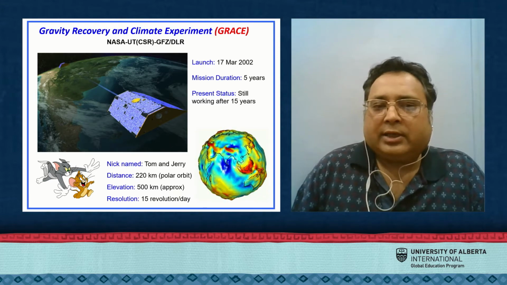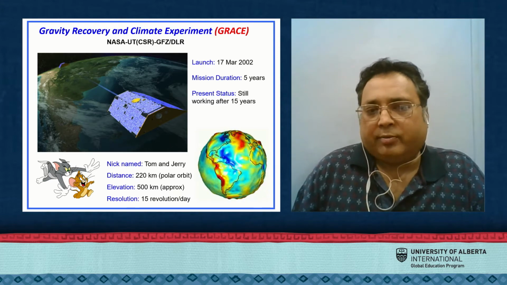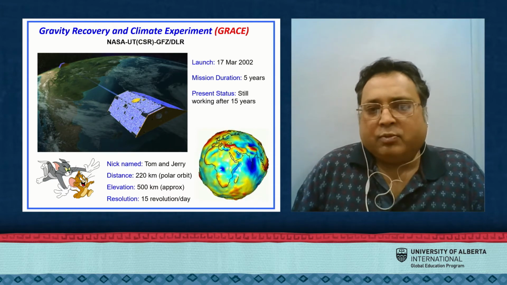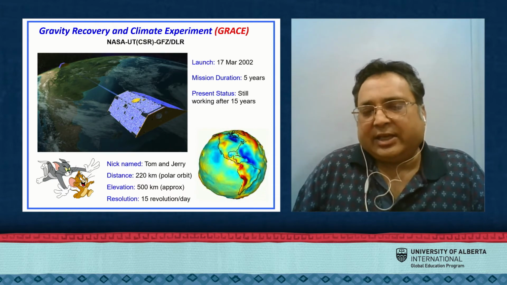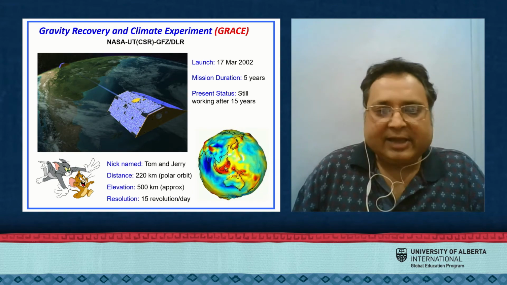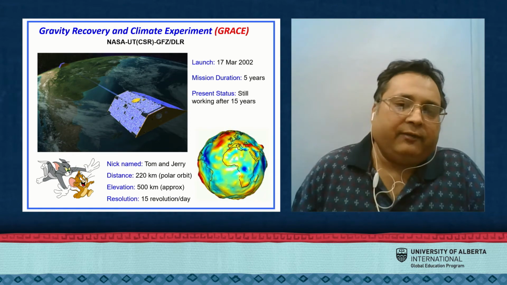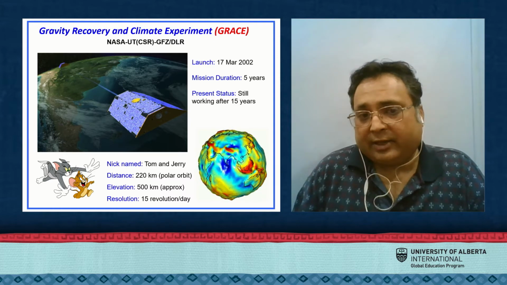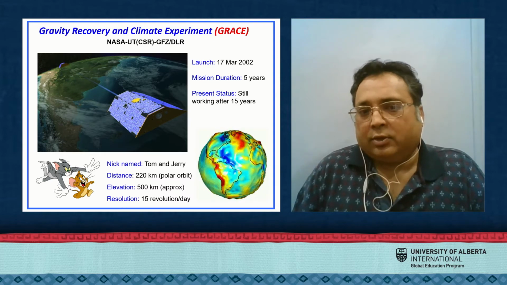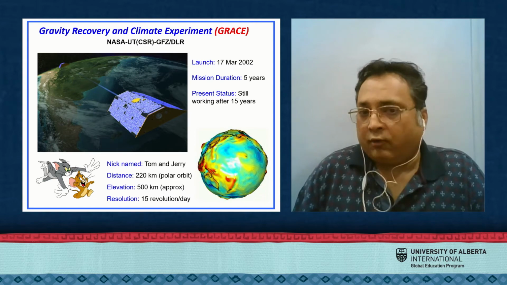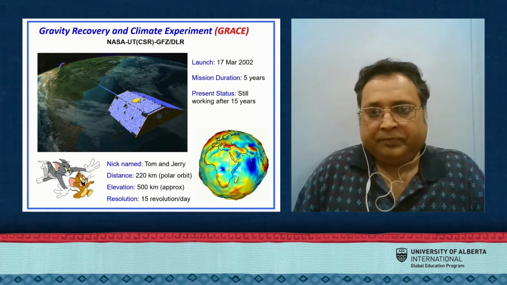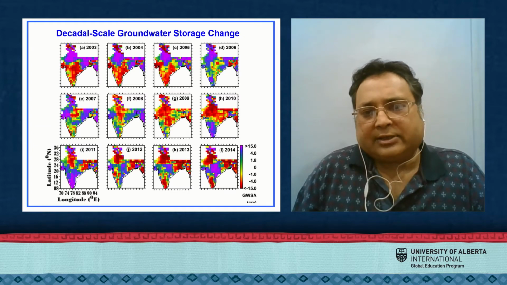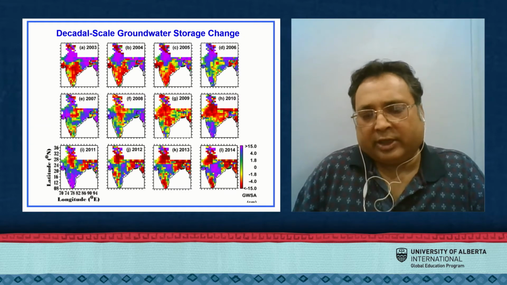They work at a distance of 220 kilometers at an elevation of 500 kilometers, and as they move on, they measure the gravity change on the Earth's surface, and this gravity change, in turn, gives you a measure of the groundwater changes over a very short period of time, and thereby tells you how groundwater is changing over a place across the world. Now, for India, this is how it looks in the last decade, a little more than a decade.